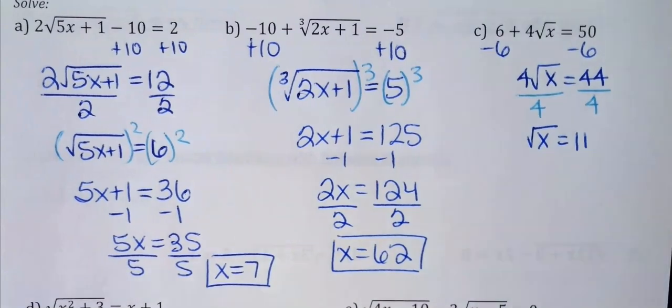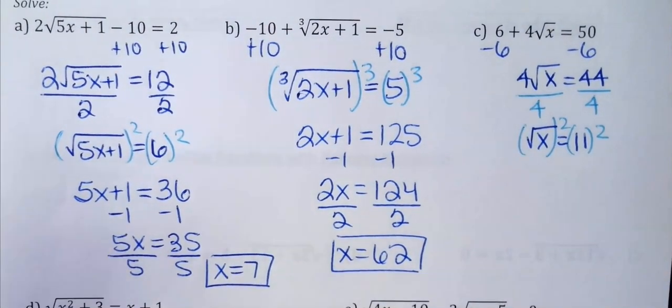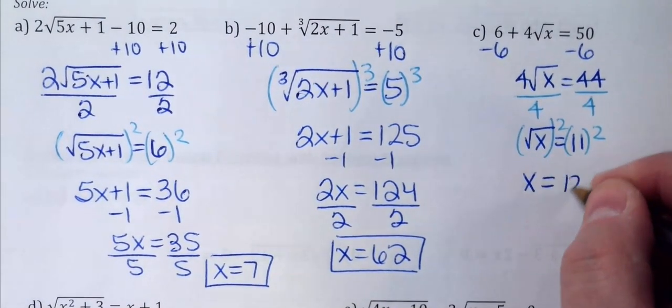So after we square both sides, we're just going to be done with this question. Square root and squared cancel each other out. This will just be x. And then 11 squared is 121.